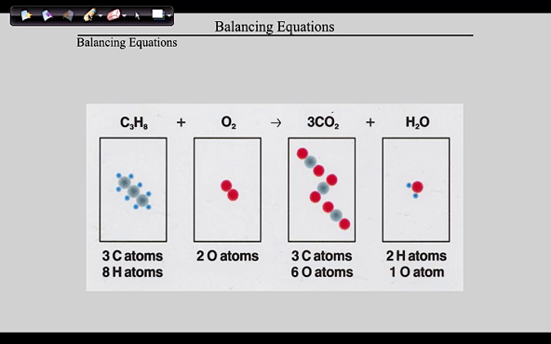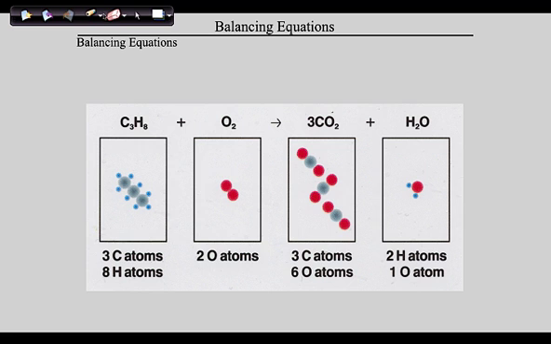So now our carbons balance. We've got 3 carbons here, 3 carbons there. So now let's do hydrogens. How many hydrogens do we have there? 8. How many do we have here? 2. So what are we going to do? Put a 4 in front.